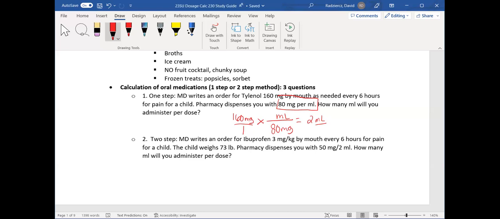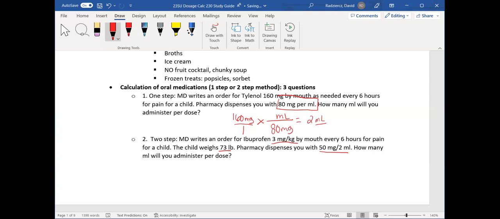Here, the second one, a 2-step problem, usually incorporates the patient's weight. So you have to do an extra step. So it tells you the child weighs 73 pounds. The order is 3 milligrams per kilogram every 6 hours. And then you have available 50 milligrams per 2 ml. Okay. So if you're doing this, you can do this any number of ways. There's no one right way to do this.